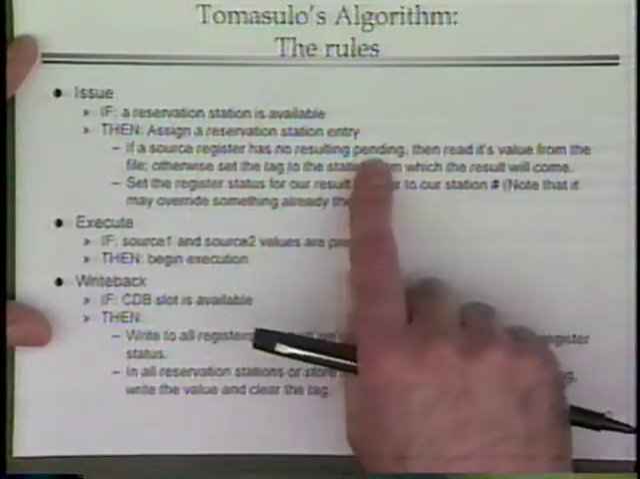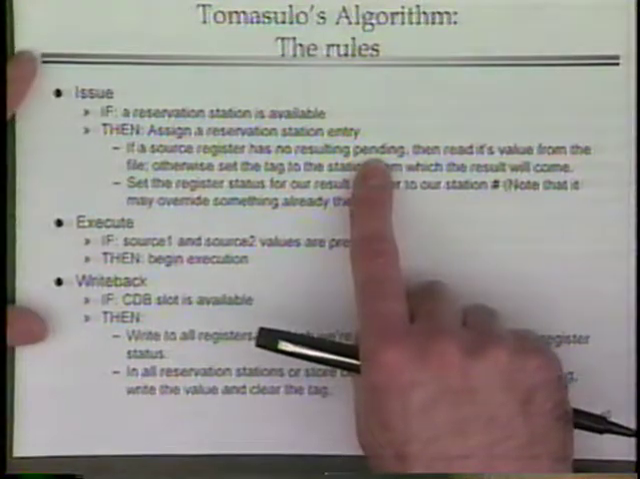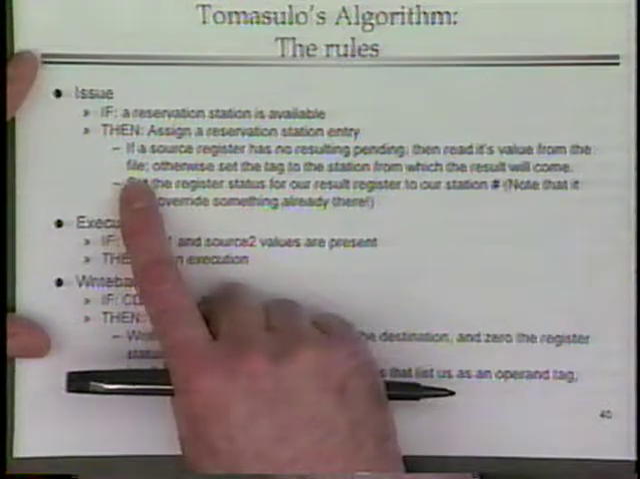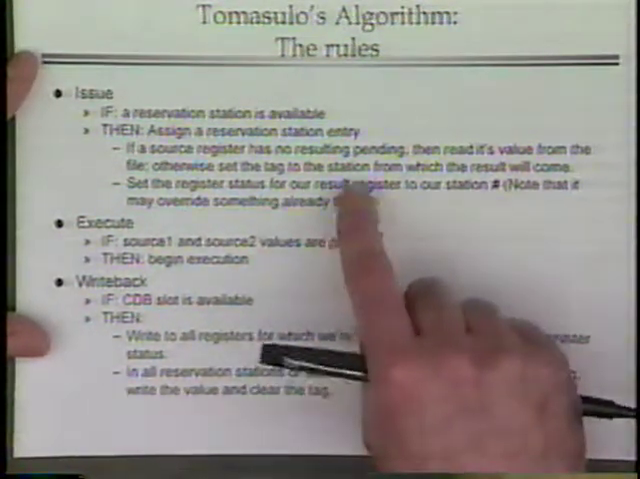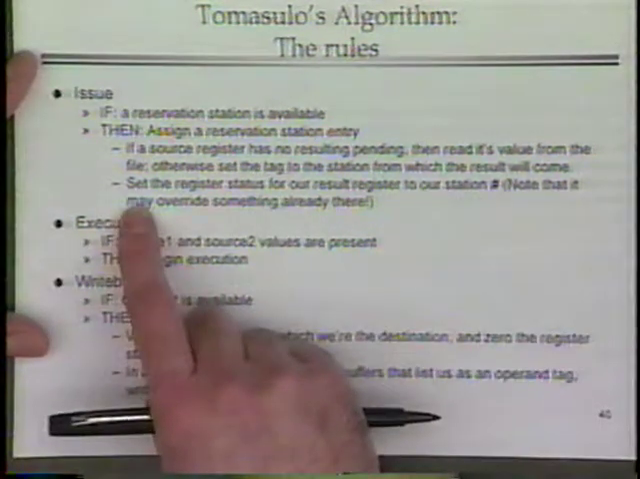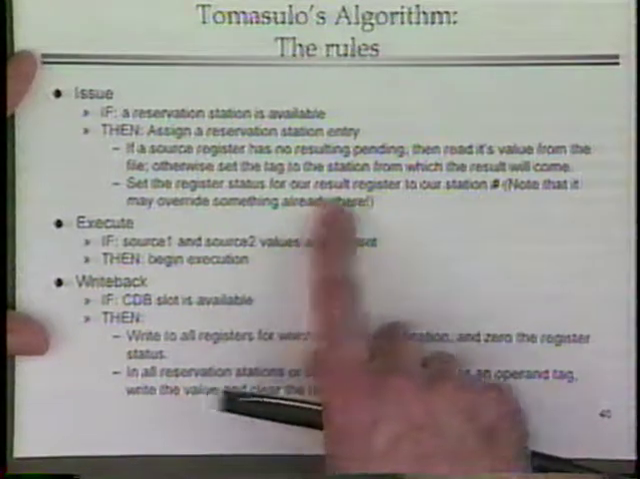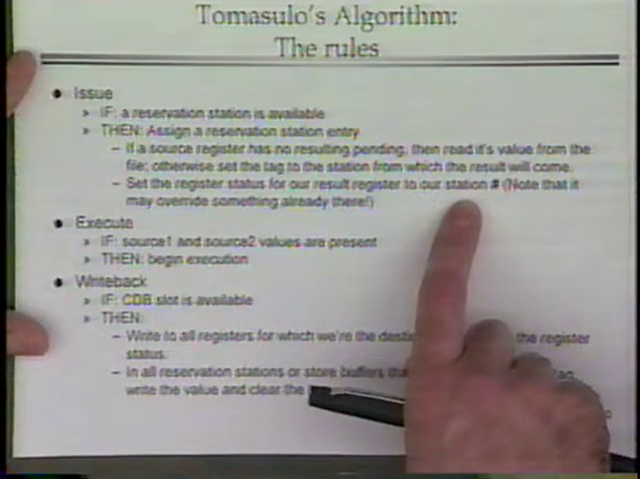If the source register has no result pending, if in that bottom table there's no entry saying that somebody else is about to write it, then you read the value from the register file. Otherwise, you set the tag in the reservation station to be the reservation station from which the result will eventually come, and then you wait for that result to be broadcast on the common data bus. And then we produce a result, so you set the register status for that register to be our station number, saying that we're about to produce a result for that register.